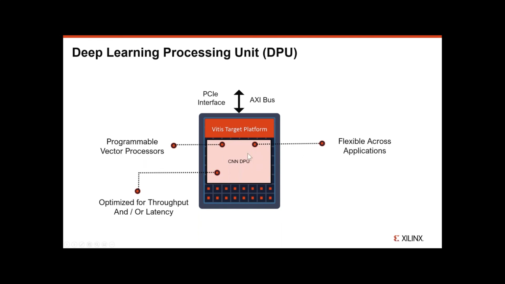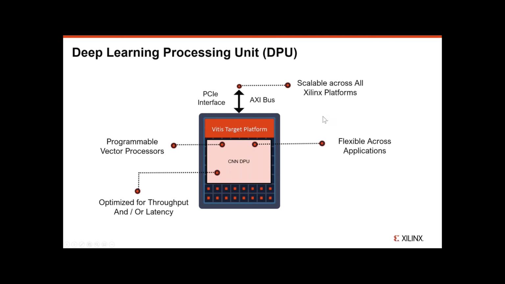Now the DPU is flexible across different applications. It's a programmable vector processor, and it's optimized for different end targets. It could be optimized for latency or throughput. It could be targeting different types of models like LSTMs, RNNs, or MLPs. And in an Alveo card, of course, you have an AXI interface here, or a PCI Express interface here that goes up to your host CPU.